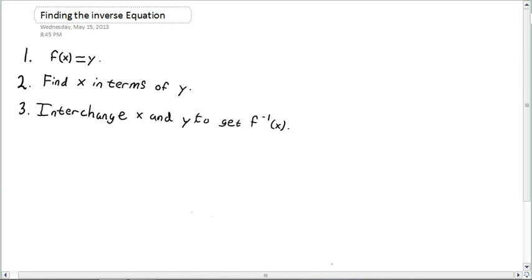In this video, we are going to find the inverse equation of a function. And we're going to show you the three-step process. It's very simple, really easy, and you can really end up doing this very quickly.